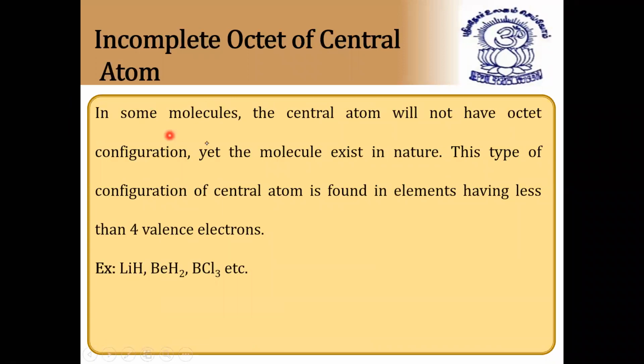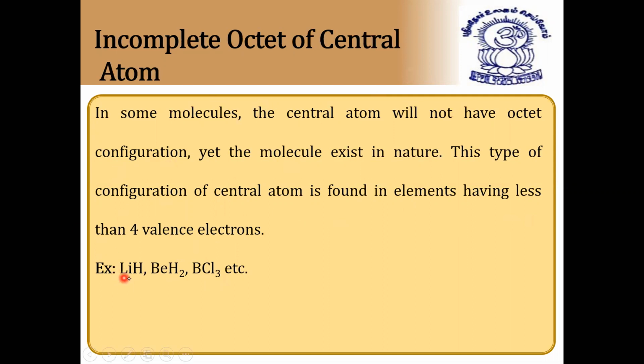So what are those? In some molecules, the central atom will not have octet configuration, yet the molecule exists in nature. This type of configuration of central atom is found in elements having less than 4 electrons, like lithium, beryllium, boron. Lithium has 1 electron in its valence shell, beryllium has 2, and boron has 3 electrons in the valence shell. So they have less than 4 valence electrons, but still after sharing, as I told you, they are electron deficient compounds. They are nothing but having incomplete octet.